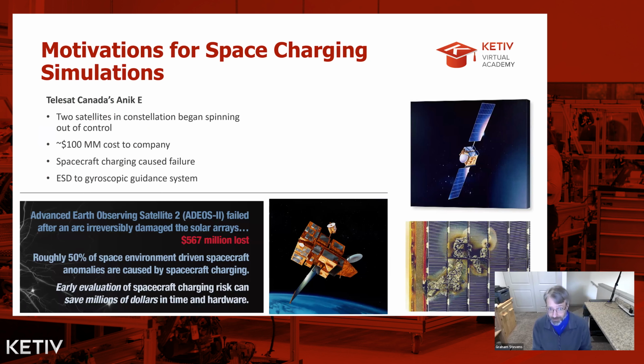And so when we think about space charging simulations or doing these sorts of space simulations, as I said, the risk is very high. This is one example of Telesat Canada's Anik E satellite, where two satellites began spinning out of control and you lost $100 million. Spacecraft charging caused that failure. It was an ESD to gyroscopic guidance system failure. So when you have these spacecraft out in outer space, you have to start thinking about charging because it can really impact your operations, sometimes in odd ways which you might not have thought about.